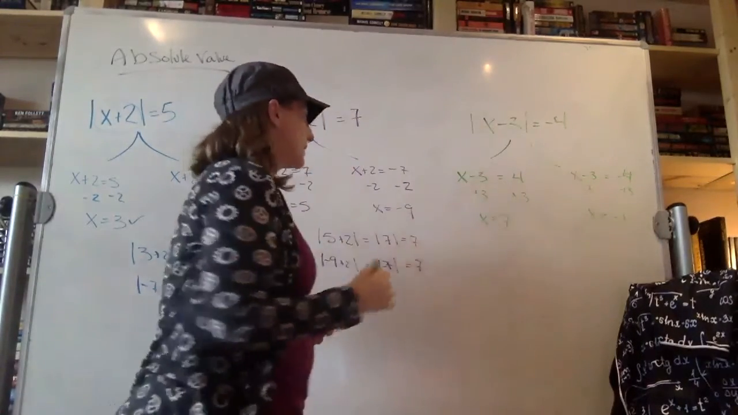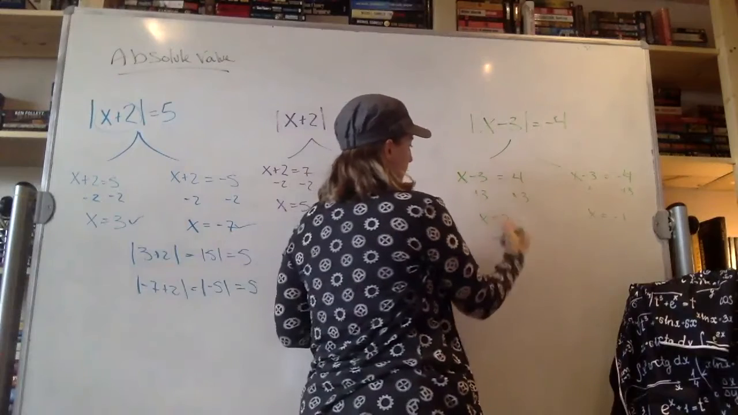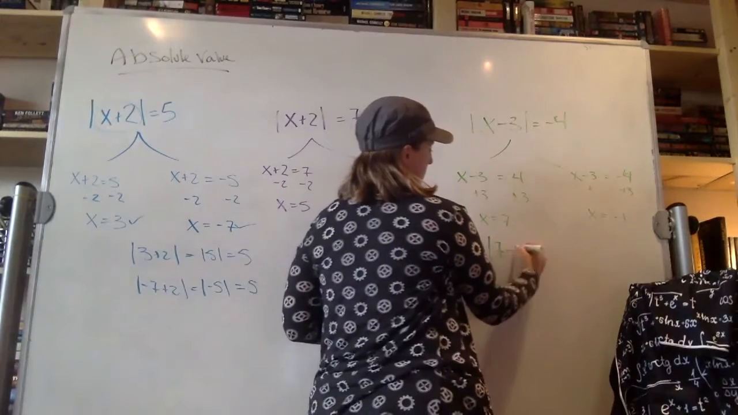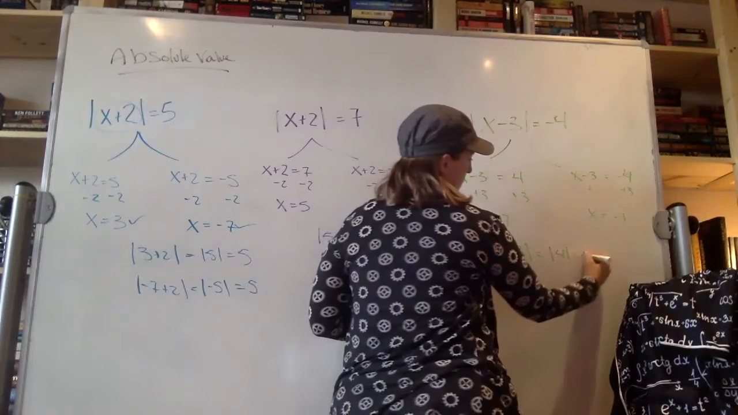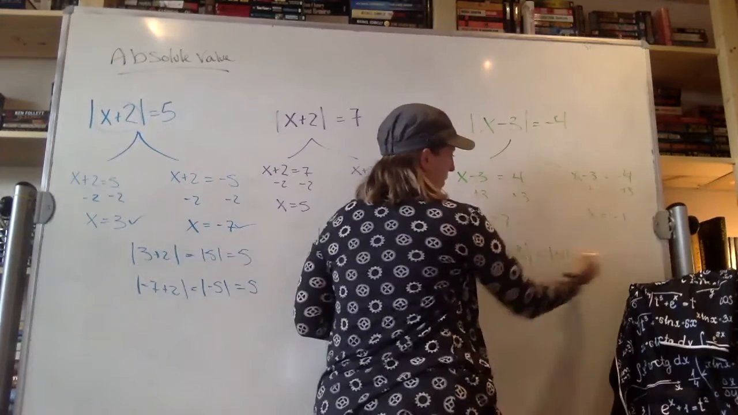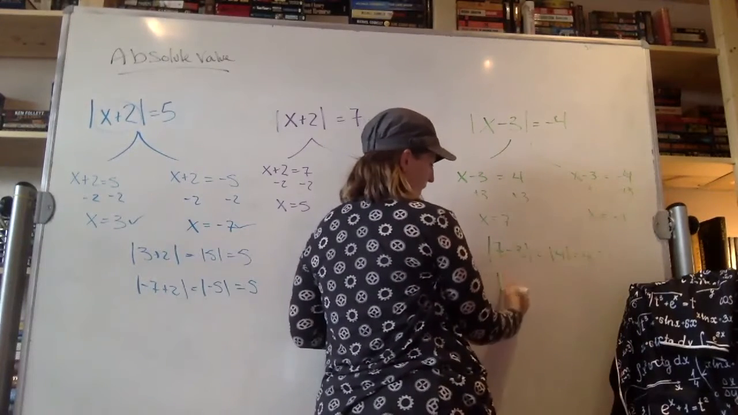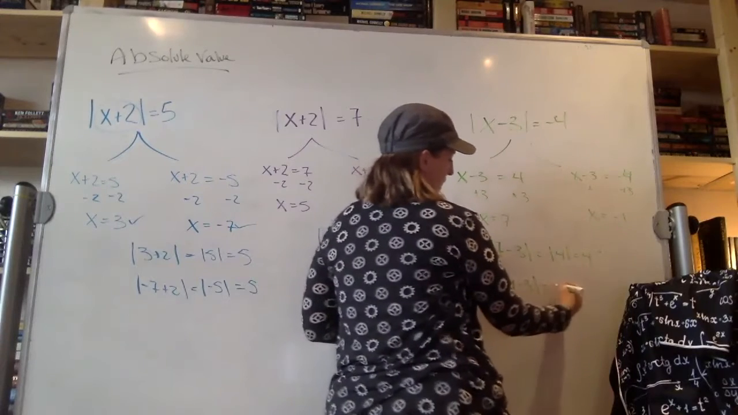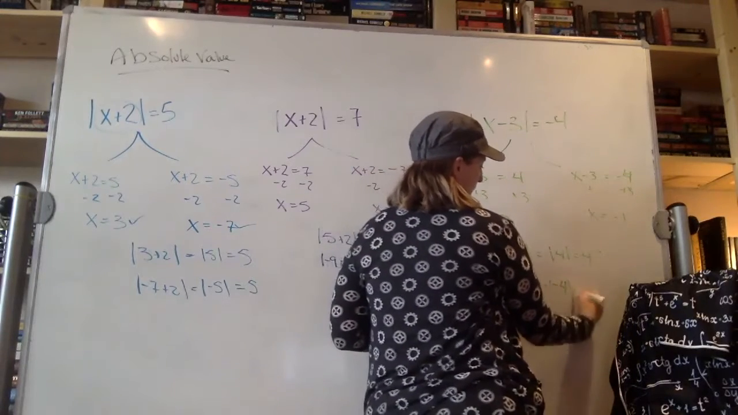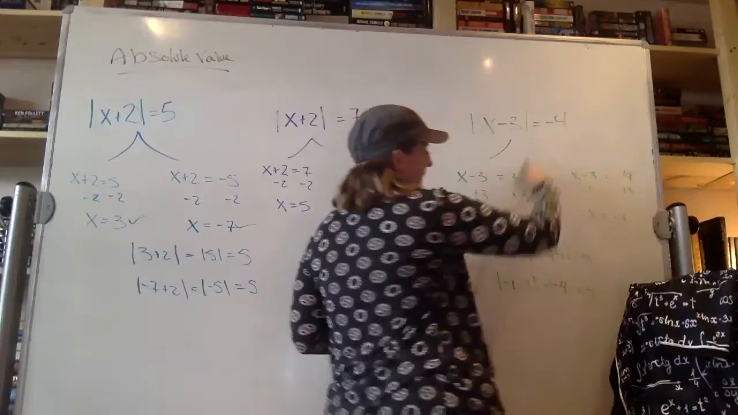Now what happens when we plug this in? If I plug in 7, well, the absolute value of 7 minus 3. 7 minus 3 is 4, so I'll have the absolute value of 4, which is 4. Wait a minute, that's not equal. What happens if we plug in the other answer? -1 minus 3. -1 minus 3 is -4. Absolute value of -4 is 4. Wait, we're supposed to get -4.